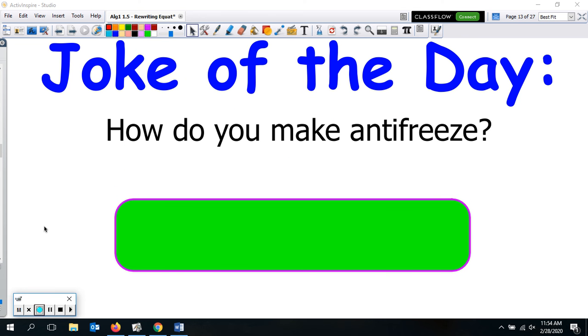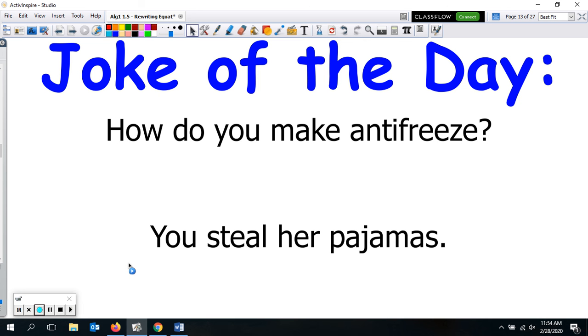But first, before we get to that next part, let's go ahead and look at our joke of the day. So here's the question: how do you make antifreeze? If you're not familiar with what antifreeze is, it's something you put in your car. But we're going to have a play on words. How do you make antifreeze? Well, you steal her pajamas. So if you steal your aunt's pajamas, she's going to get cold. Right, that makes sense. Okay. All right, moving on.